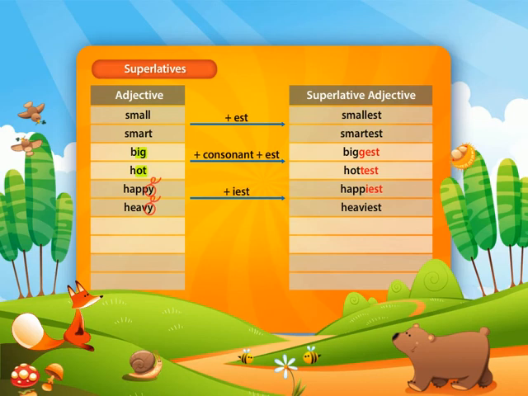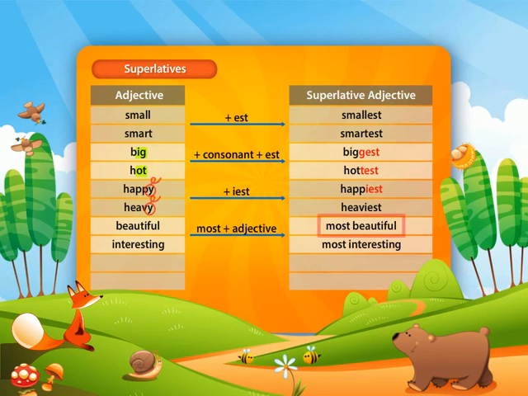So you have H-A-P-P-I-E-S-T, happiest. For adjectives with two or more syllables, such as beautiful, add "most" before the adjective to get "most beautiful". Lastly, there are some superlative adjectives that are irregular. For example, the superlative for good is best, and bad becomes worst.